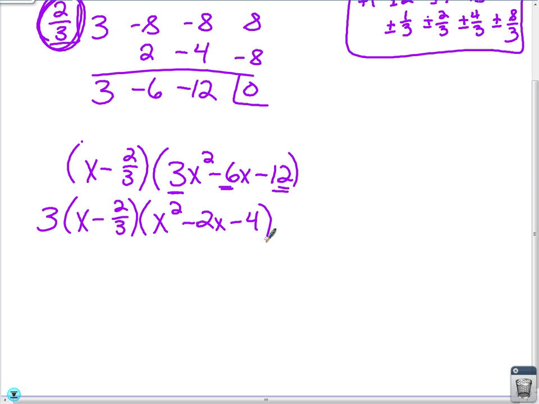And if you just want to clean it up, if you just want to get rid of these fractions, whatever you pull out, you could always distribute that just to get rid of that fraction. It just works out like that. Because look, if you do multiply that back out, 3 times x is 3x, and 3 times -2/3 is going to be -2.